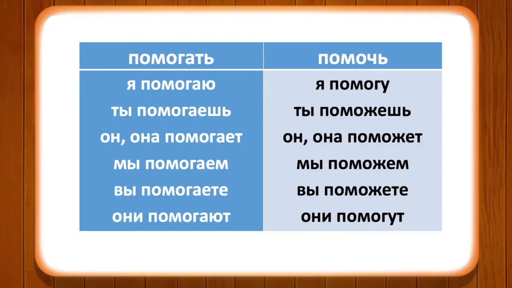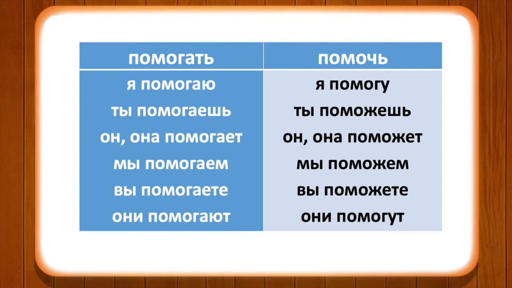Now largely since we are talking about the verbs which we are using in the dative case, we have a few more verbs with us such as помогать and помочь. Помогать, помочь means to help. Я помогаю, ты помогаешь, он она помогает, мы помогаем, вы помогаете, они помогают. Помочь. Я помогу, ты поможешь, он она поможет, мы поможем, вы поможете, они помогут.